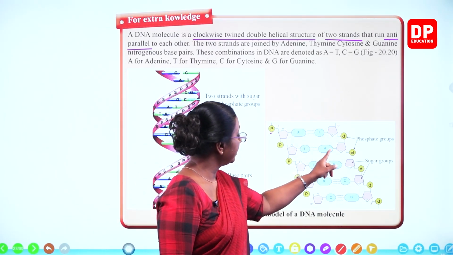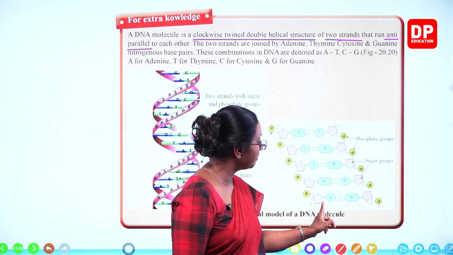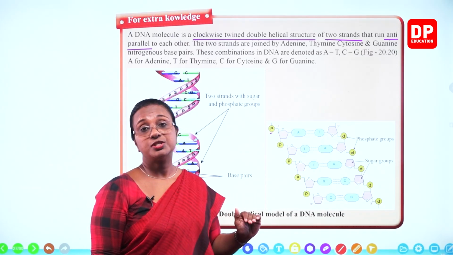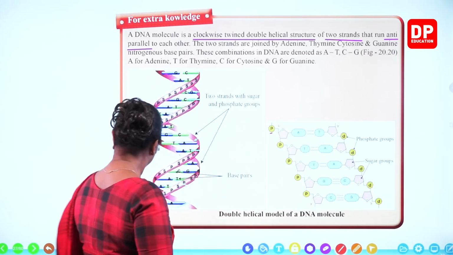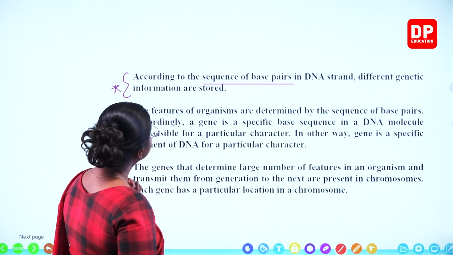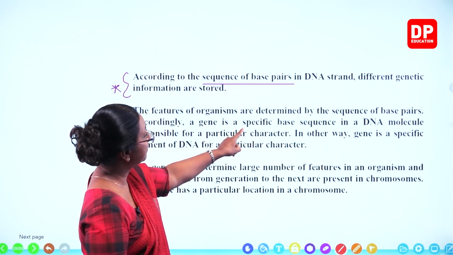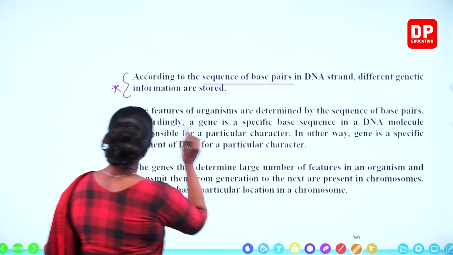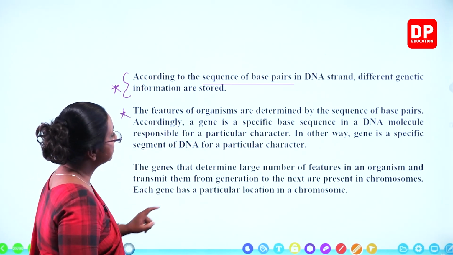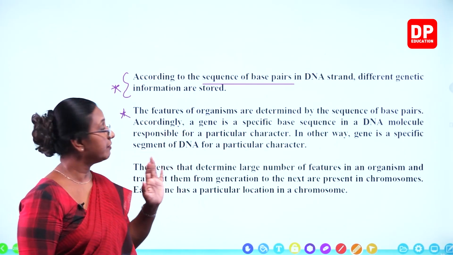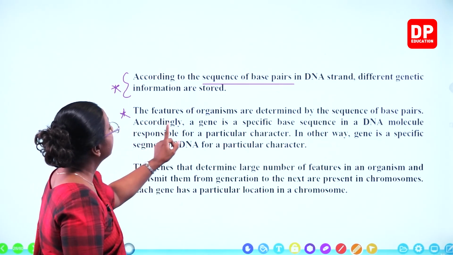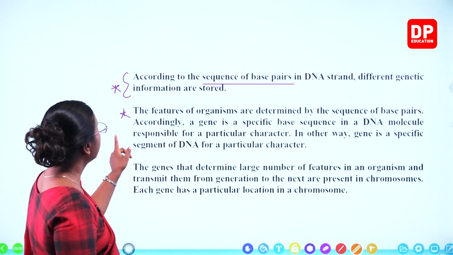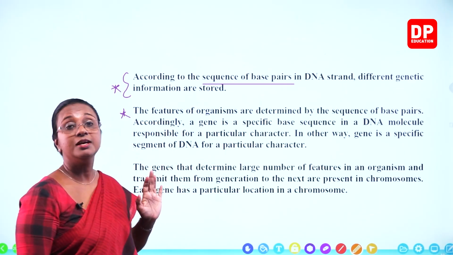AT combined, TA combined, TA combined, GC combined, CG combined. A sequence of base pairs is responsible for a feature of an organism. So the features of organisms are determined by the sequence of base pairs. Again, the same concept. Accordingly, a gene is a specific base sequence in a DNA molecule responsible for a particular character.